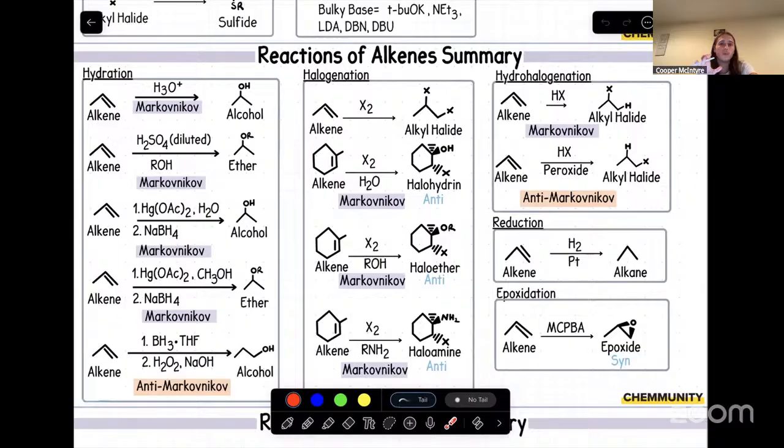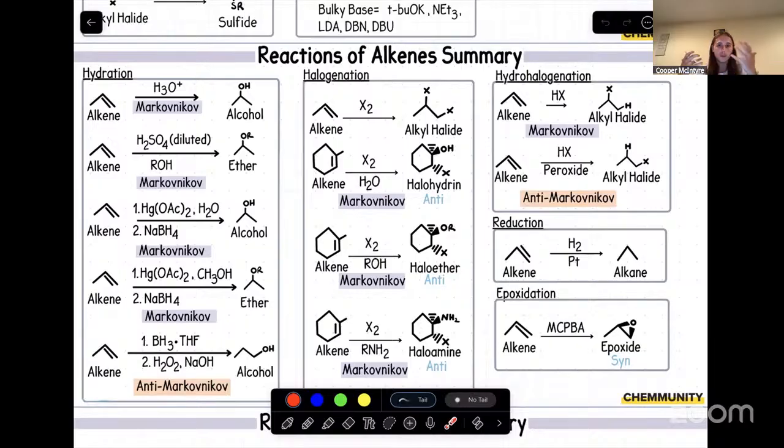Markovnikov addition means we want our nucleophile to add to the most substituted position. So say if we're looking at this alkene, we can think of this carbon as a secondary carbon, if you will, and then this one as a primary carbon. And since this one is more substituted, meaning it has more groups coming off of it, our nucleophile will add to that carbon, which we can see right there. And then if we're looking down here, we have an anti-Markovnikov reaction, meaning our nucleophile actually added to the least substituted carbon.